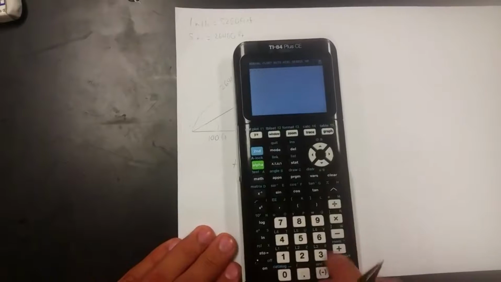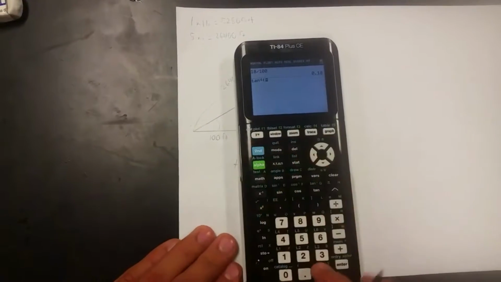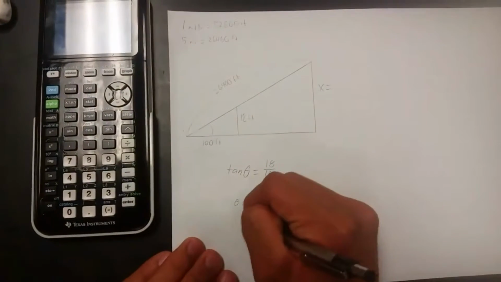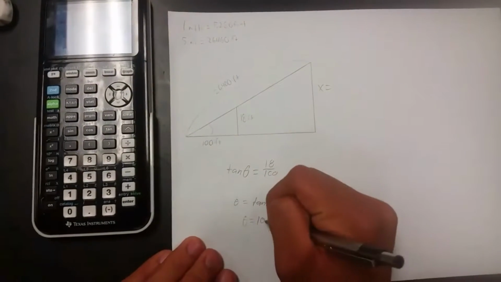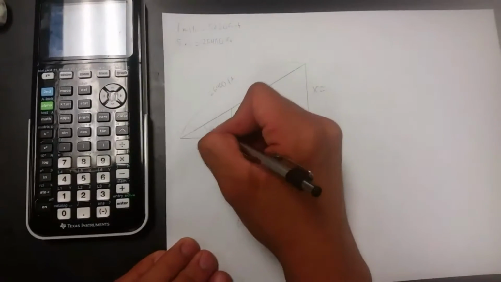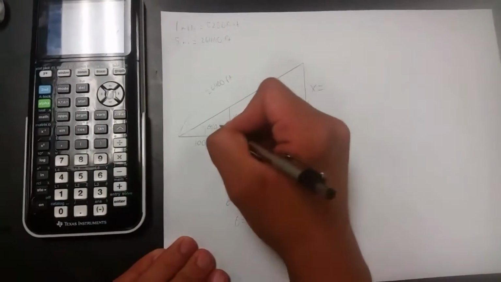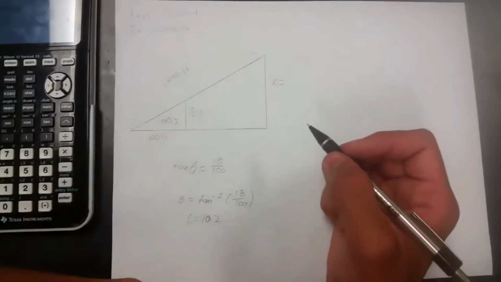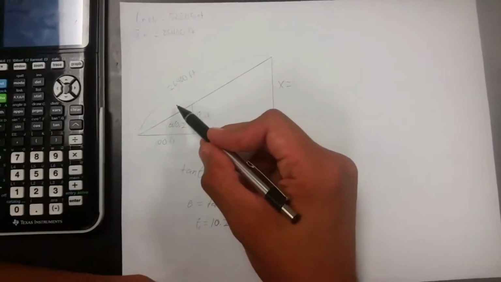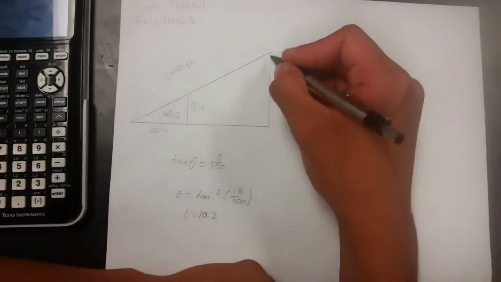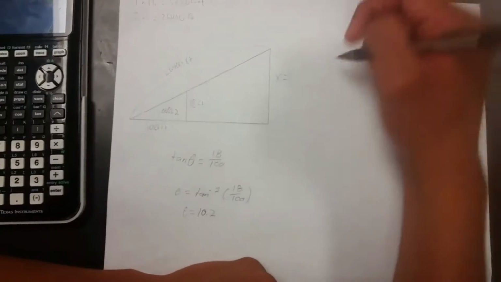And plugging that into our magic calculator, we get an angle of 10.2. So now what do we do with this? Well, we plug it in. We have angle 10.2. Now, how can we use this to find x? Well, since we know the angle and we know the slope, we can use sine to solve for the opposite.